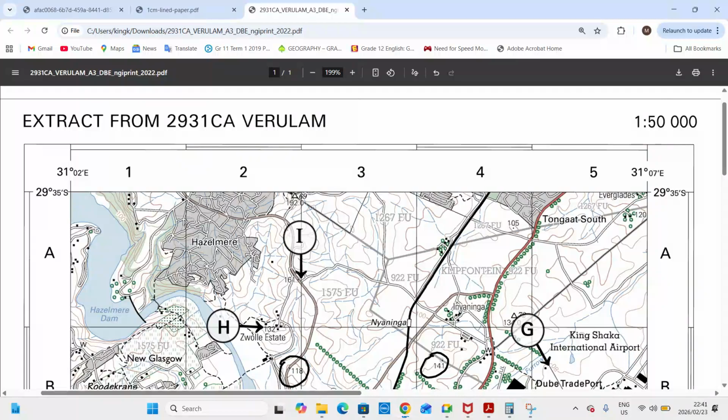Hello and welcome. Today I want to show you how to calculate a gradient on a topographic map with a scale of 1:50,000. What does that 1:50,000 mean? It means that for every 1 centimeter that we measure on a map will be equal to 50,000 centimeters on the ground or in reality.